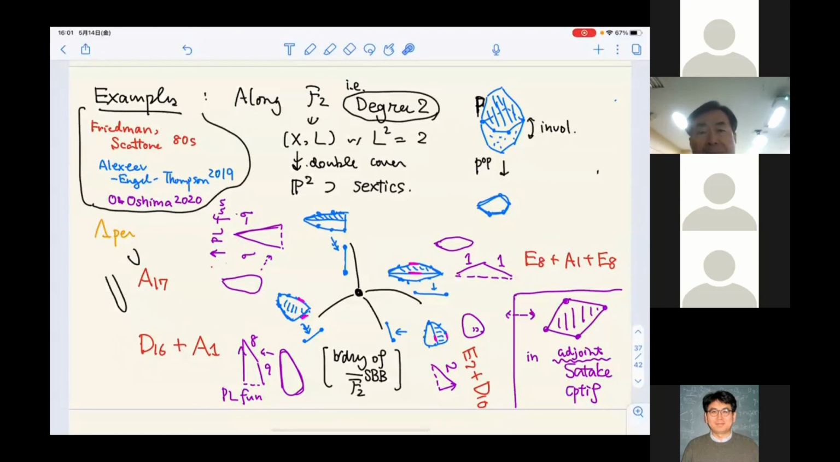And let me say that these root lattices appear in the work of Friedman and Scattone in the 80s. This red part appears in the 80s. So especially in the degree 2 case, this is written. And the recent work of Alexeev, Engel, Thompson, they did some compactification of F2 as a variety. So they discussed some special case of log KSBA variety, moduli compactification. So it was 2 years ago.